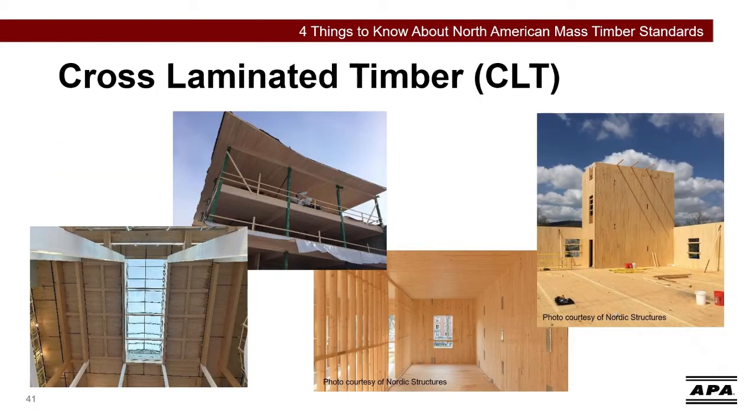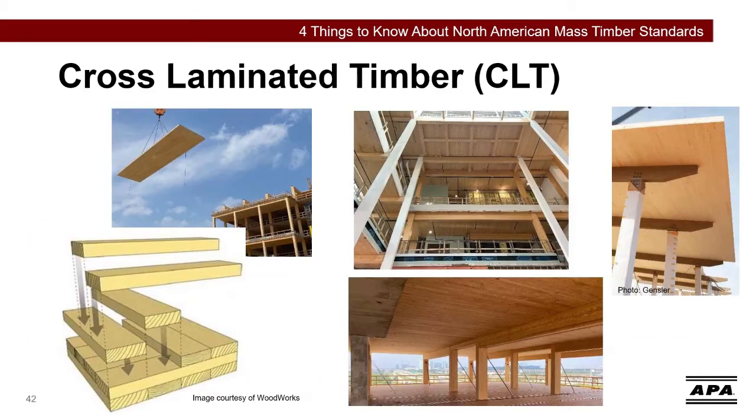Now let's discuss the product that probably is most synonymous with mass timber construction, cross-laminated timber, or CLT for short. CLT is a versatile product that in many ways can be considered a wide beam or a panel with strength in two directions, where they can be used as a structural member for floors, roofs, and walls. It's a large-scale prefabricated solid engineered wood panel.